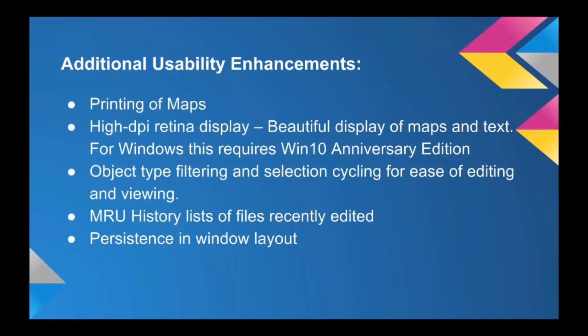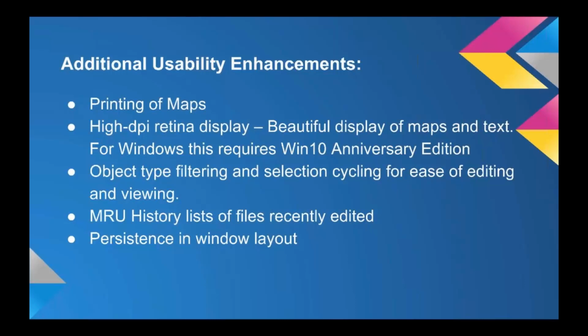One, you can print the maps, which contain your zones and your paths and your beacons all in a nice printout showing your map and the locations of all information that you've defined. And number two, if you have a high DPI retina display, BEAM will display the maps beautifully and the text beautifully on these devices.